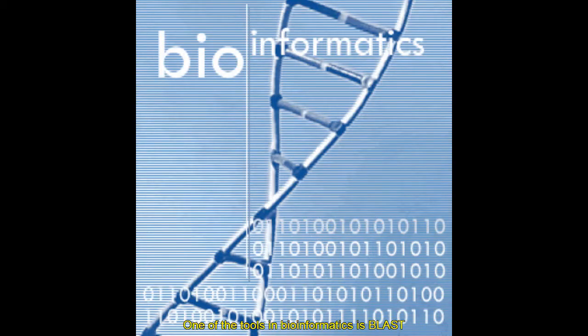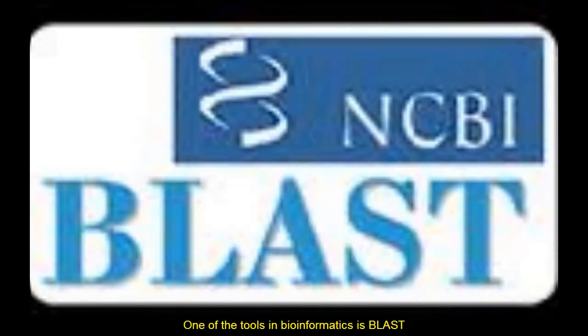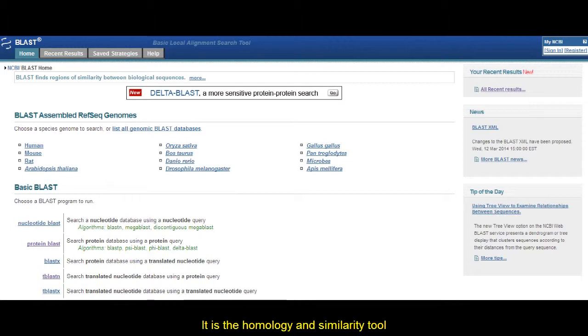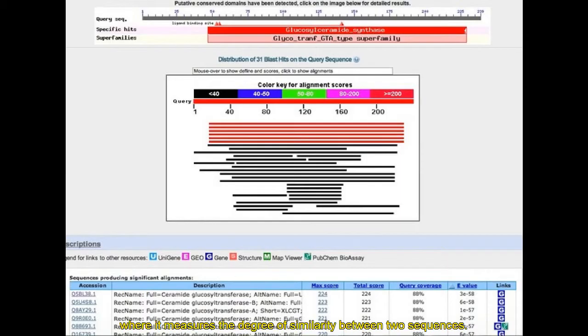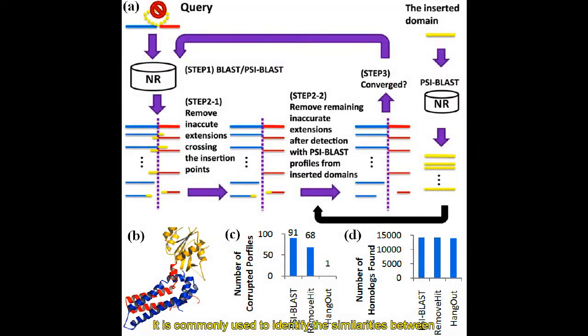One of the tools in bioinformatics is BLAST, also known as Basic Local Alignment Search Tool. It is a homology and similarity tool, where it measures the degree of similarity between two sequences. It is commonly used to identify the similarities between a novel query sequence of unknown structure or function, and database sequences whose structure or function have been clarified.